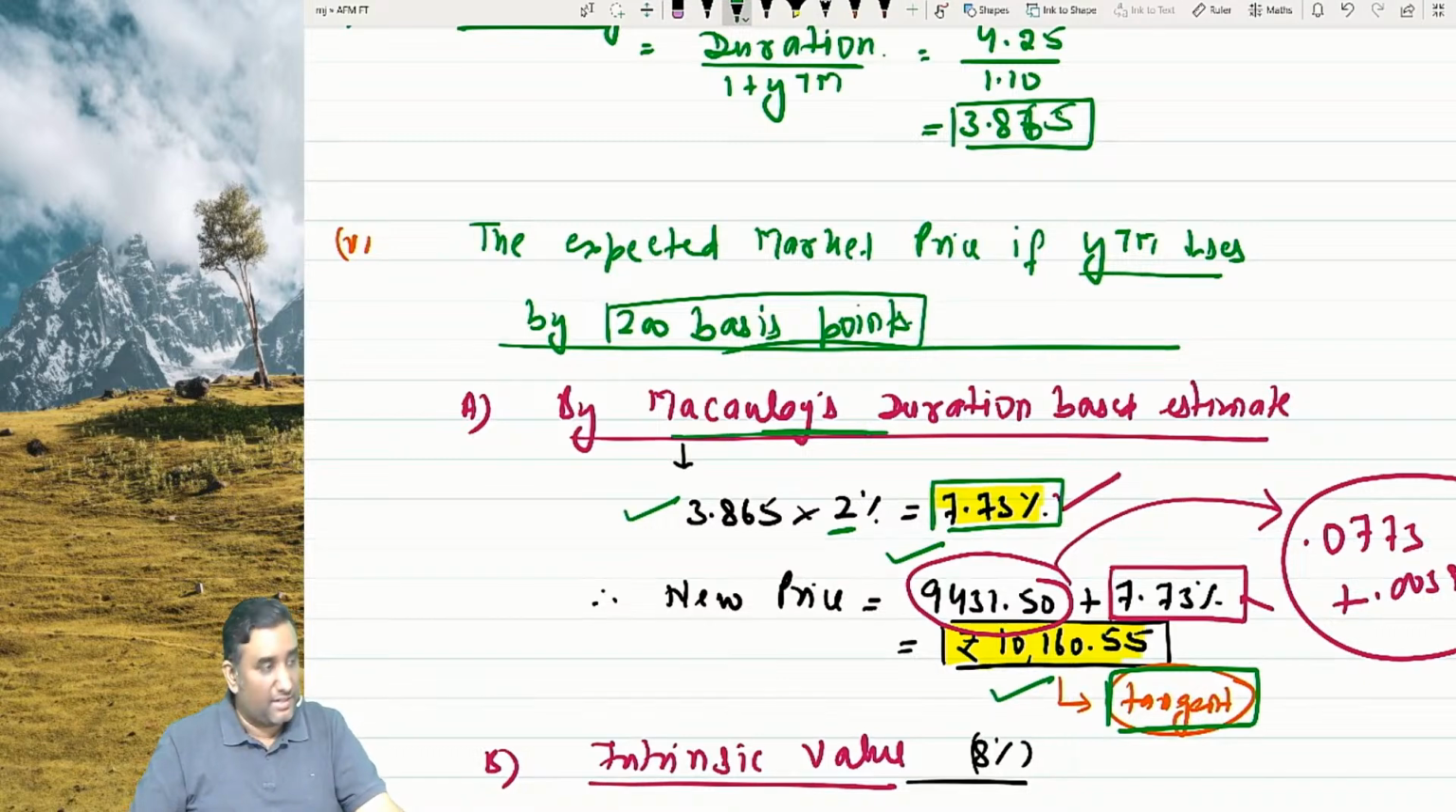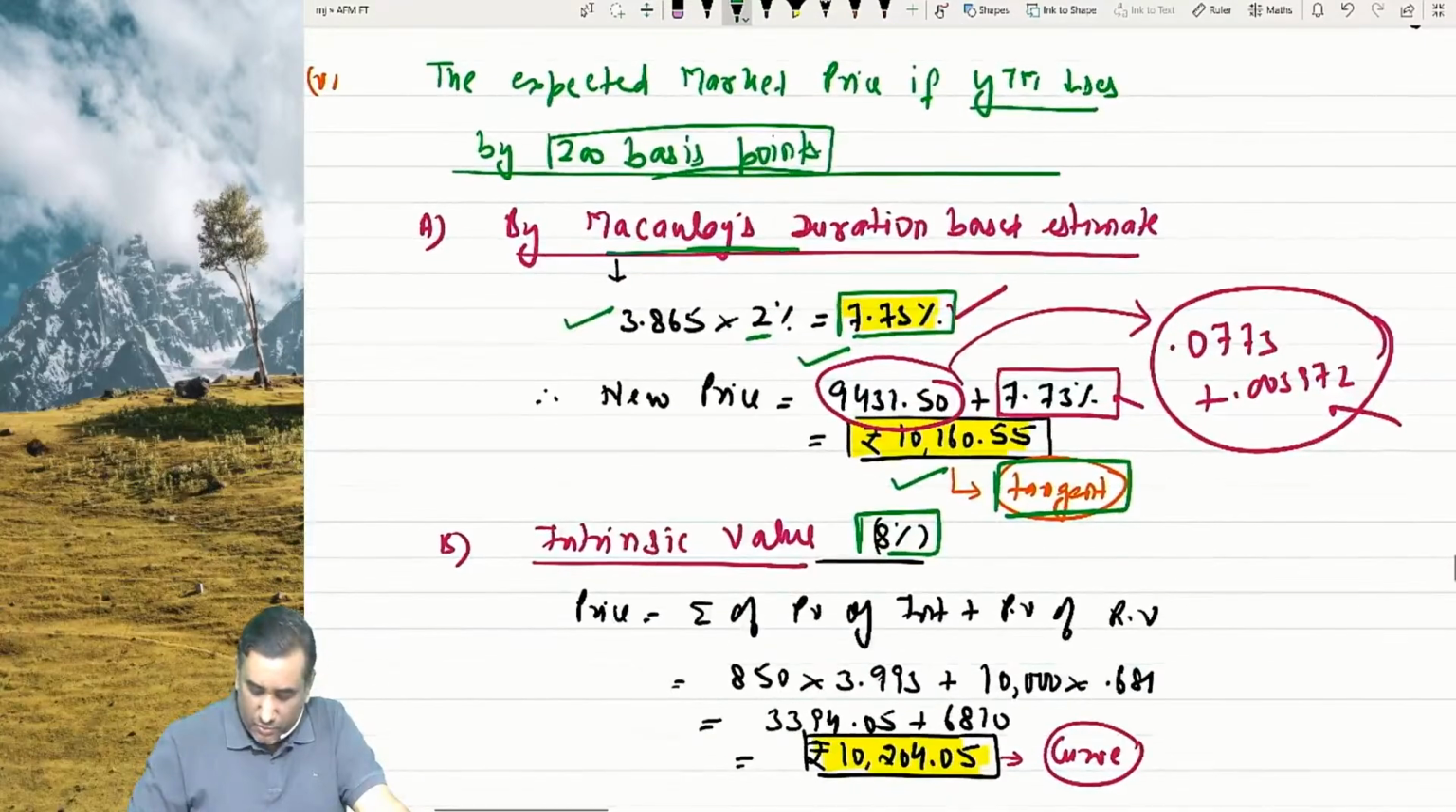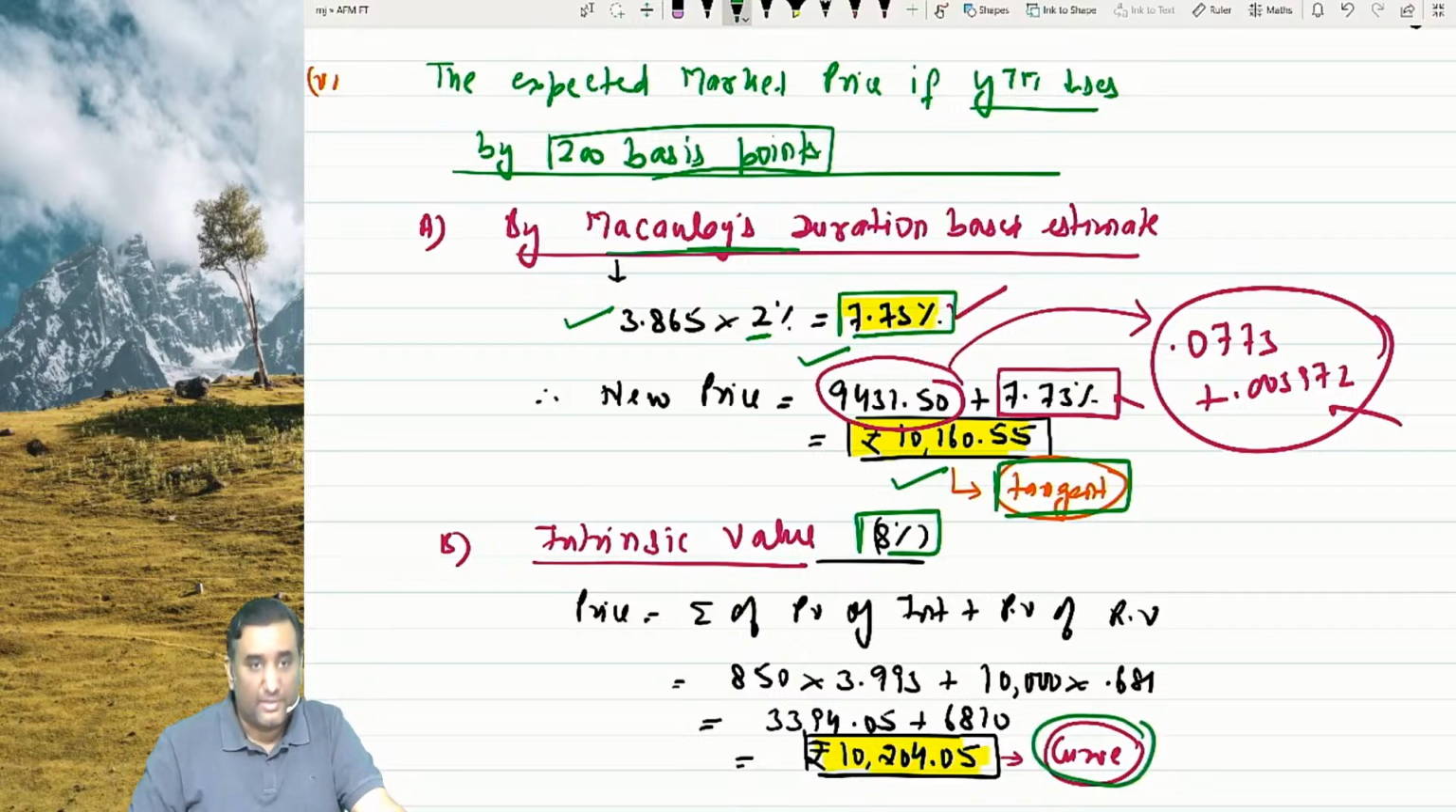This tangent is the intrinsic value at 8%. Just simply multiply that annuity factor into the intrinsic value formula. You apply a summation of the present value of interest plus the present value of what? Redemption value. I'll get some answer here, 10,204, and this will fall where? Curve. Now let's suppose I do not know convexity.